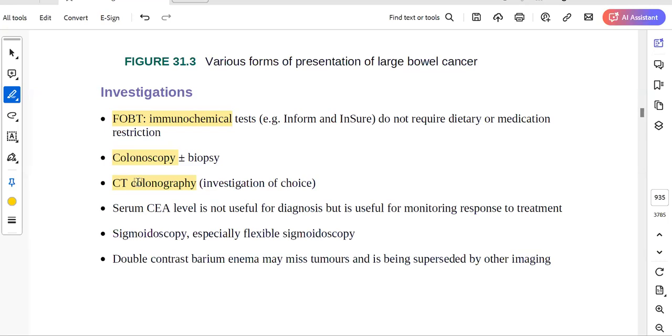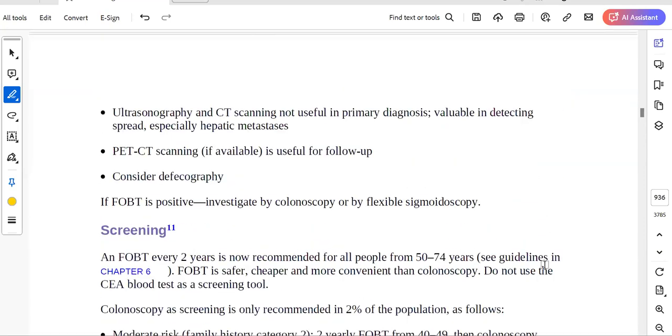Okay. So remember that, because it confuses a lot of people, because it is written in here CT colonography is the investigation of choice, but this is not the usual case. Remember serum CEA, carcinoembryonic antigen, it is not used for diagnosis but used for a prognostic purpose.